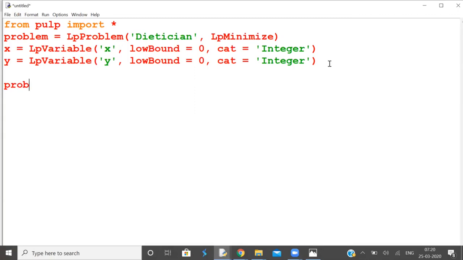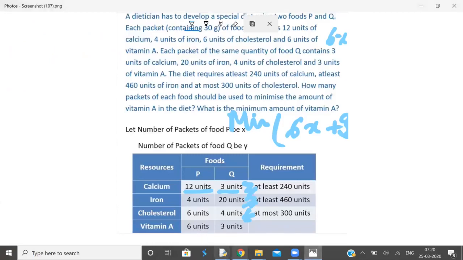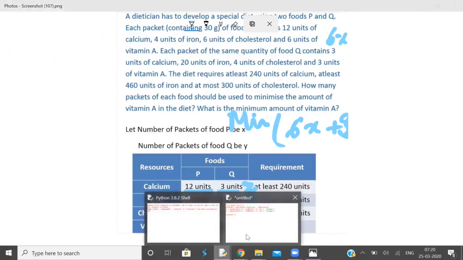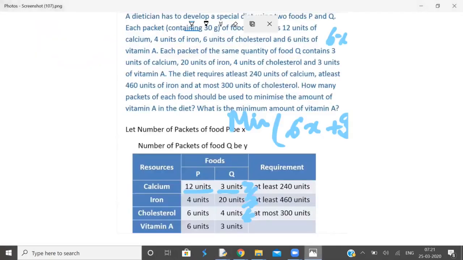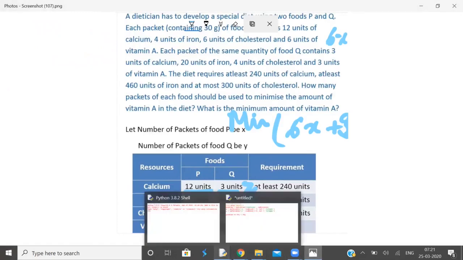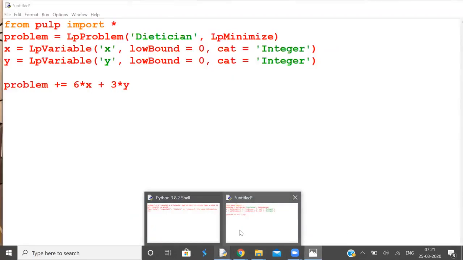Okay. Now let us define the problem. Add the objective function. What is the objective function? 6X plus 3Y. So 6 into X plus 3 into Y. 6 units of vitamin A in P, 3 units of vitamin A in Q has to be minimized.